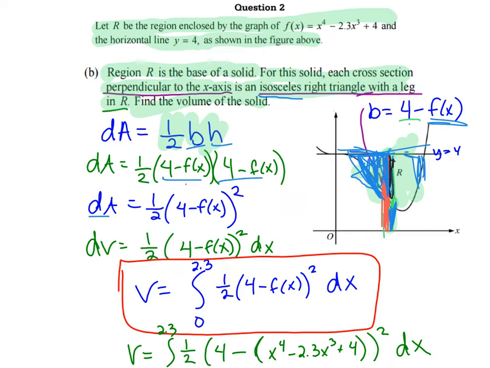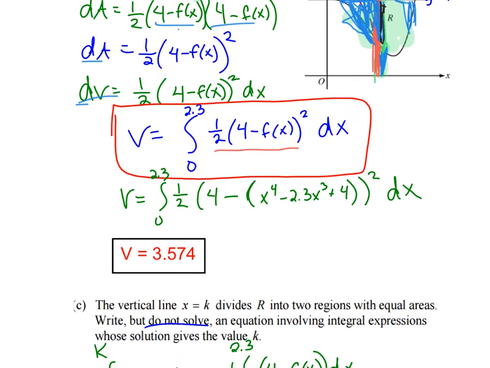You add them all together, you're going to end up getting your volume. So your little dV is going to be this, but you're going to have your dx, because if you add some kind of thickness to it, this is just an area, but the moment you introduce a little thickness, then it becomes a volume. So here's your integration from 0 to 2.3, because that's when they intersect apparently. From 0 to 2.3, 1/2 times that squared dx. And then you use a calculator again.